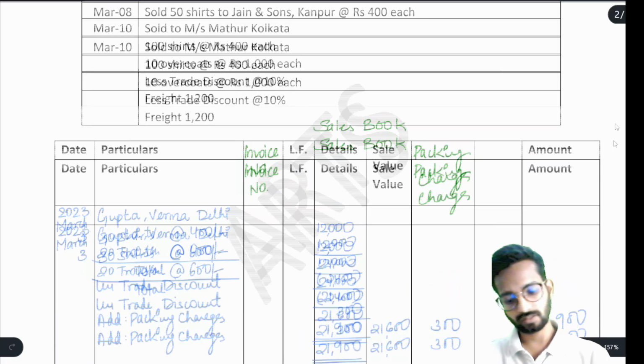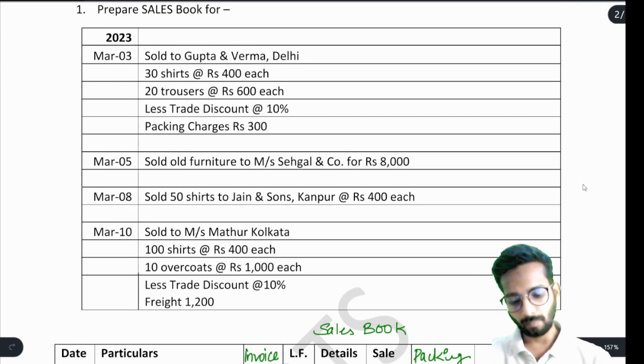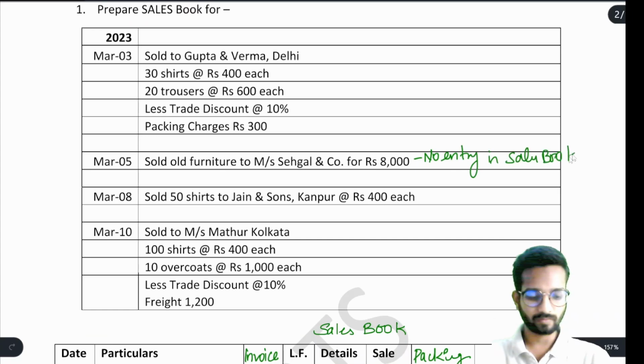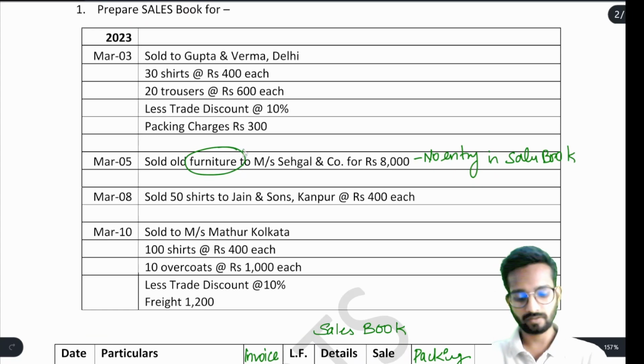Now, the next question we have here is March 5 sold old furniture to Mrs. Sehgal and Co. for rupees 8,000. Now be very careful. We are not selling any goods. We are selling old furniture. So there will be no entry in sales book. Why? Because furniture is a fixed asset. And we record only credit sales of goods in the sales book.